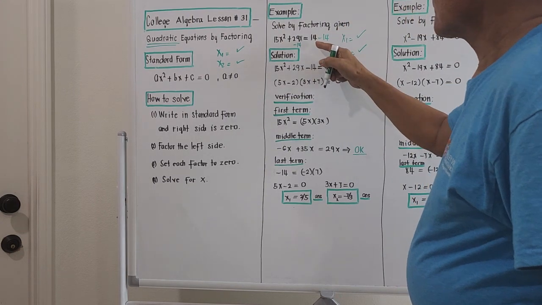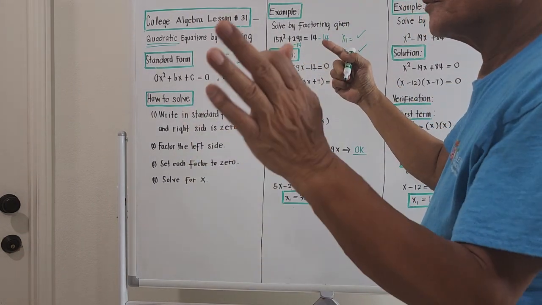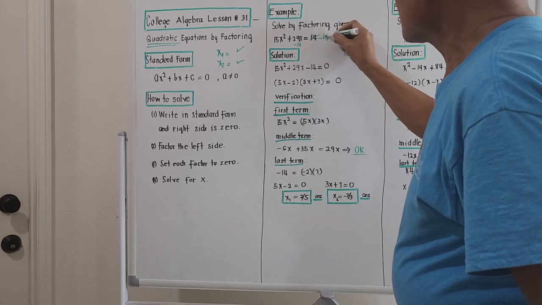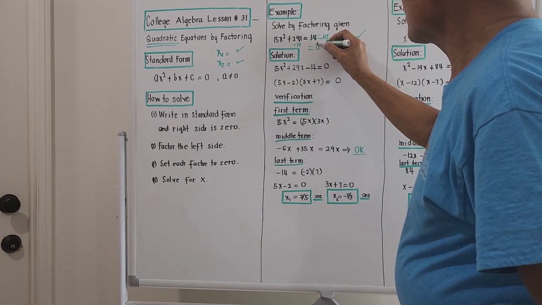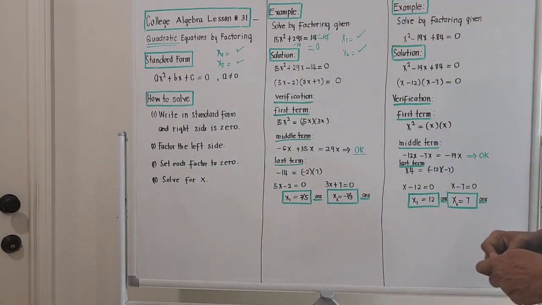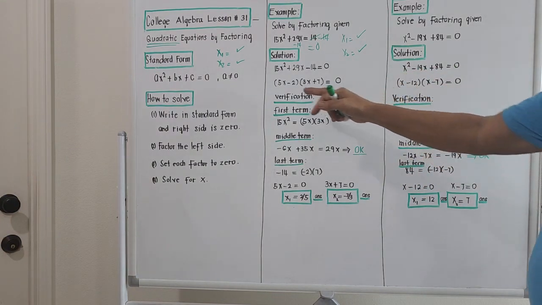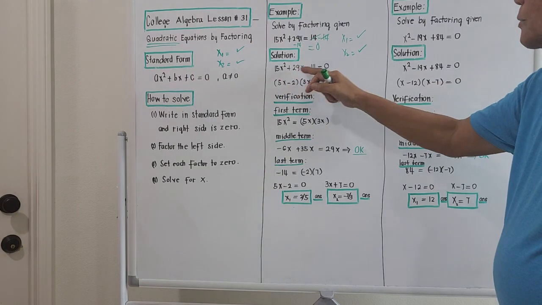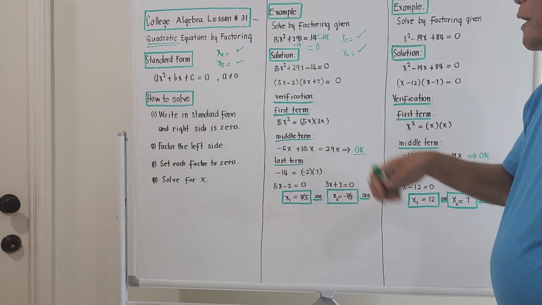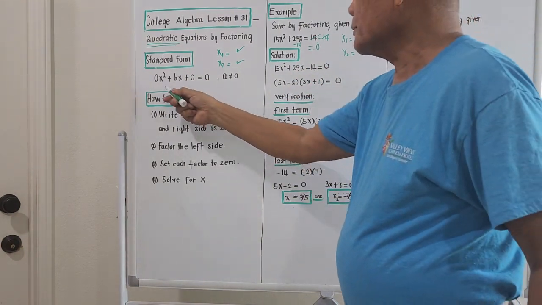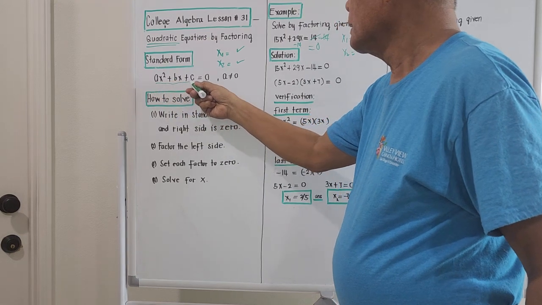Right? So after subtracting negative 14 from both sides, this cancels and the right hand side will now be equal to 0. So after the subtraction of negative 14 from both sides, what comes out is 15x squared plus 29x minus 14 equal to 0. And this is now the so-called standard form.